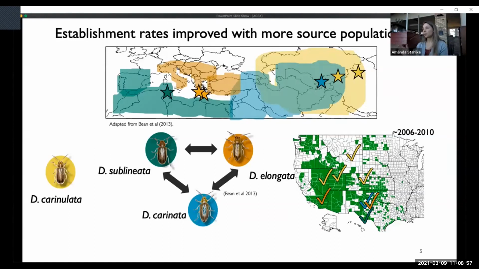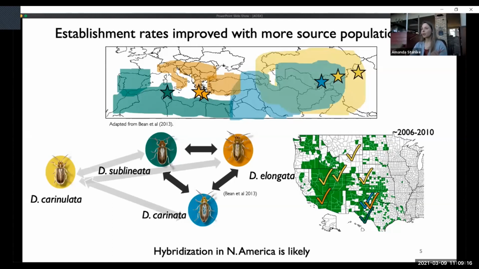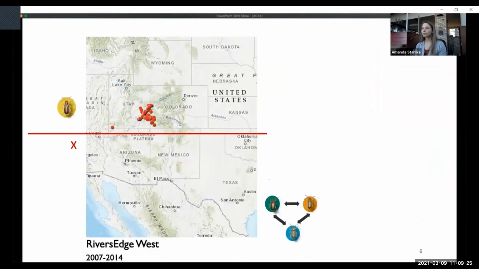despite no intermediate morphotypes across their native ranges, these Diorhabda species were shown to readily hybridize in the lab. The three, sublineata, elongata, and carinata, did not hybridize readily with crenulata. This hybridization in the lab led us to suspect that hybridization in North America would be likely. And so this is the situation when we started this study.